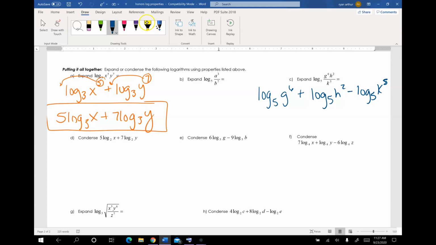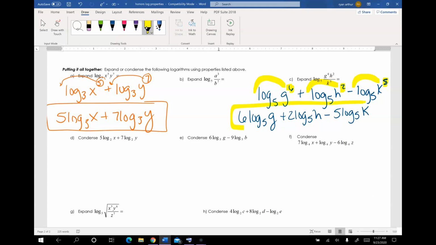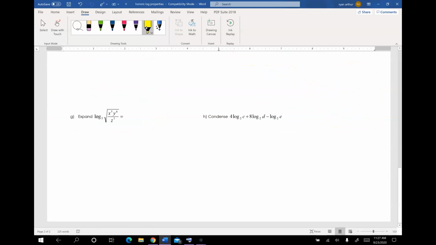Then I take my exponents, okay? Take your exponents, and we're going to move them to the front. So my final answer would be 6 log base 5 of g plus 2 log base 5 of h minus 5 log base 5 of k. And that's your answer. Okay? All right. One more, and then we're going to pull up some Delta Math and do some of those, okay, to help you out with typing and stuff like that.